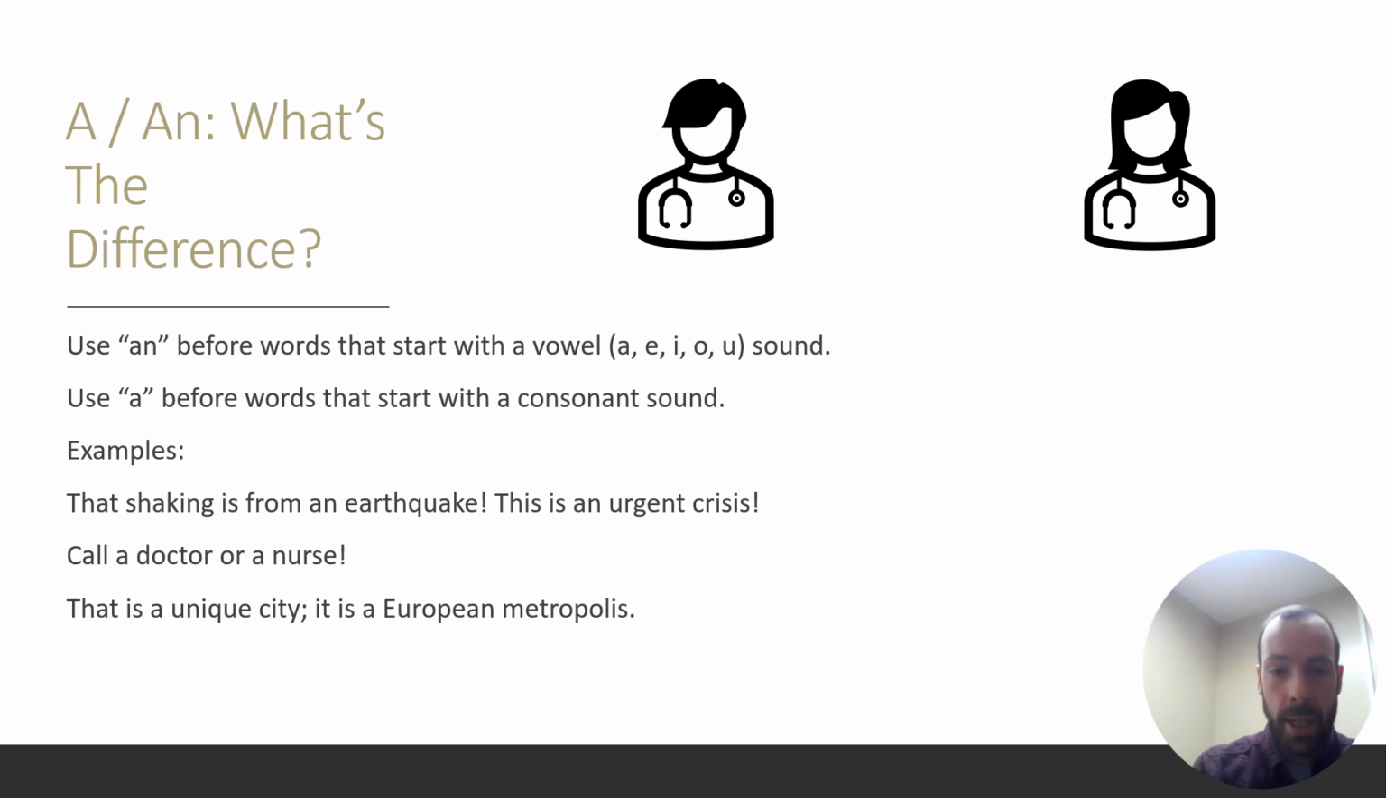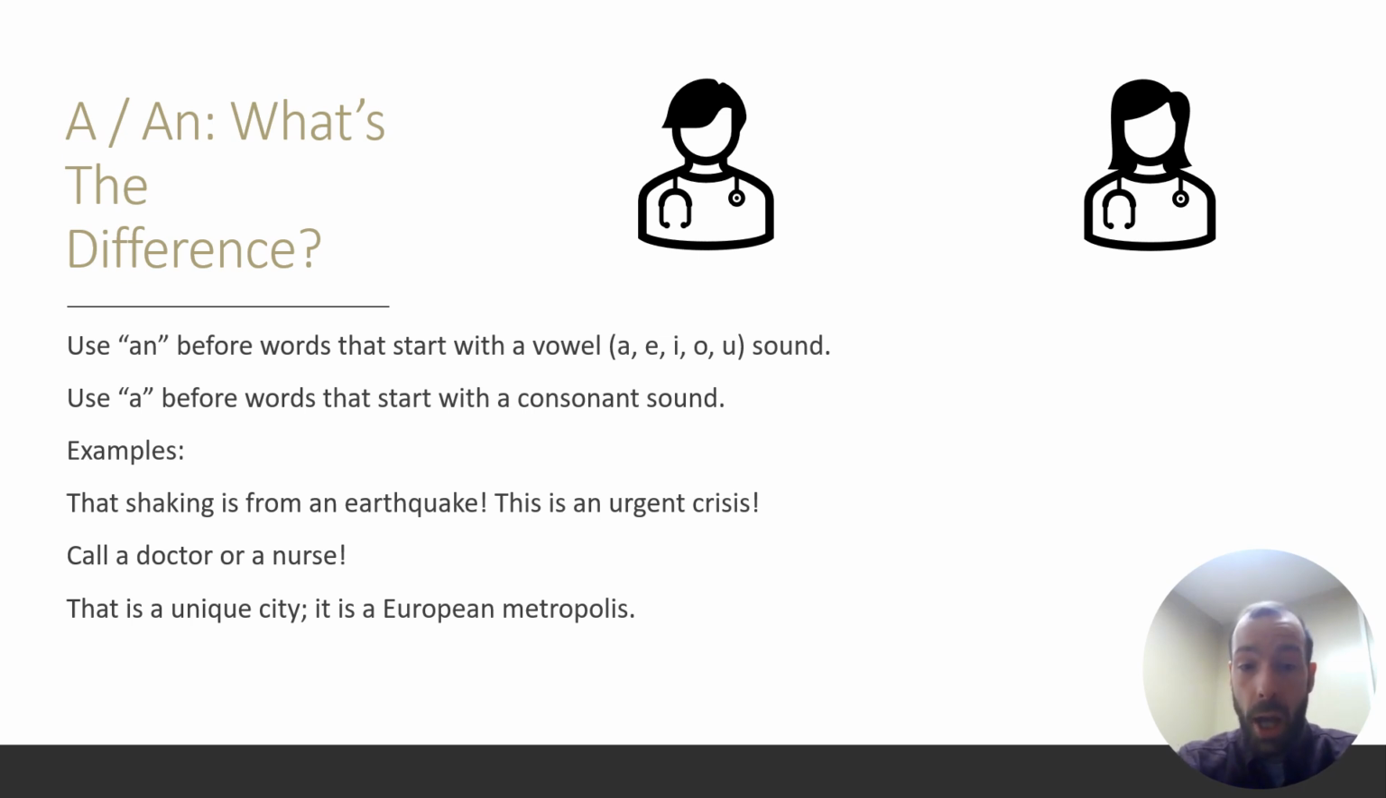We use just the one letter a before words that start with a consonant sound. So these are all the other hard sounds. K, b, j, d, f, g. Any other sound is a consonant sound or a hard sound. Let's take a look at some examples. That shaking is from an earthquake. This is an urgent crisis. Here we have two examples of words that start with vowel sounds, earthquake and urgent. And before both of them, we have the article an: an earthquake, an urgent.